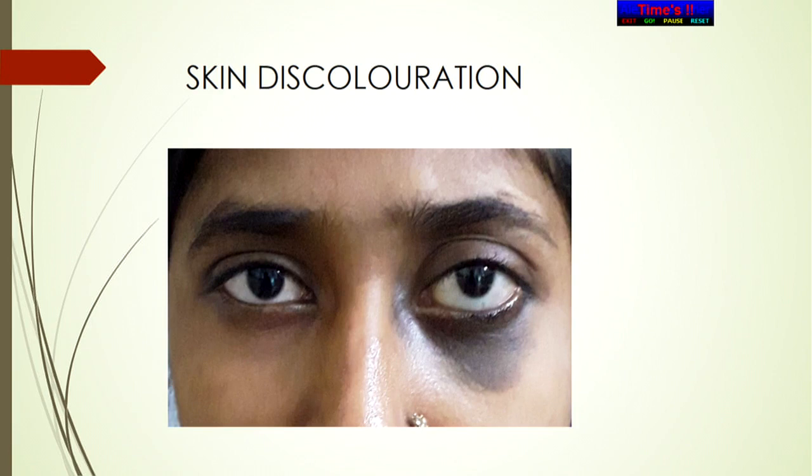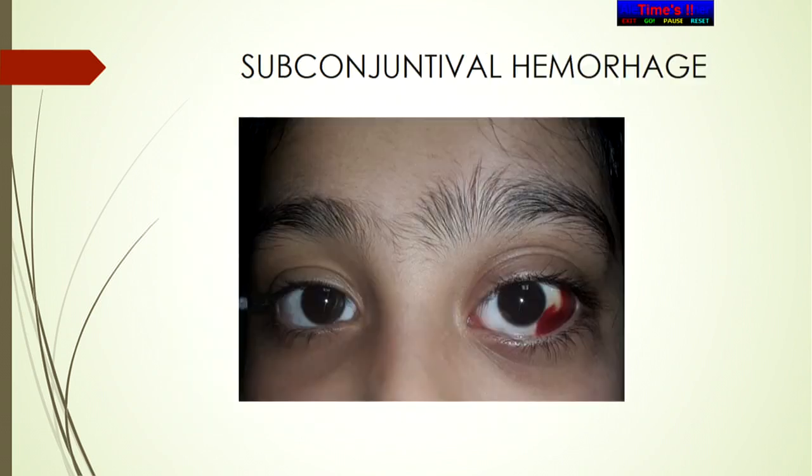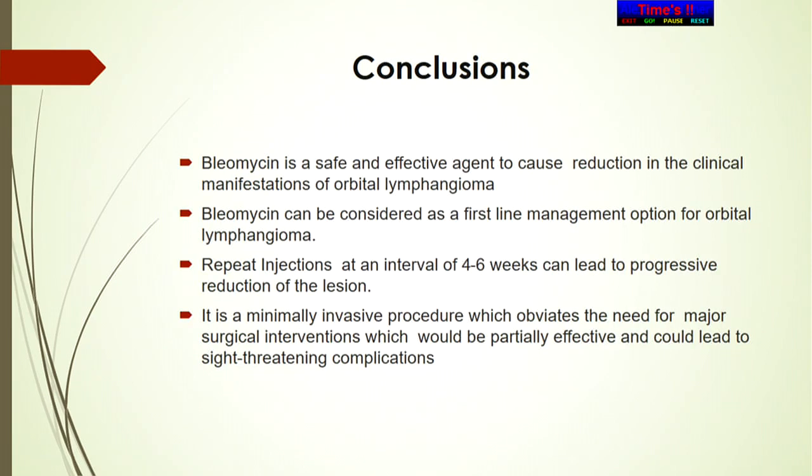Like I told you, if you give an injection superficially, or if it extravasates into the superficial compartment, it can cause little skin discoloration and subconjunctival hemorrhage, which are all manageable. So just to conclude, it's a very safe and effective agent for these lesions, and it can be considered as a first-line management.